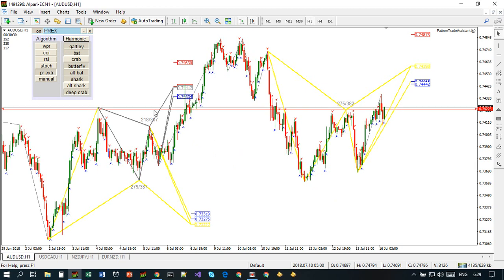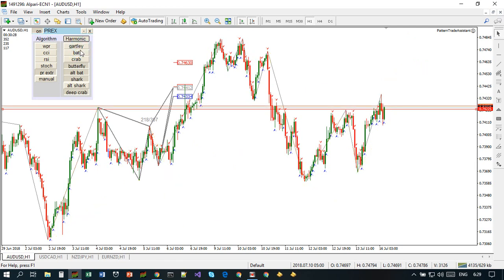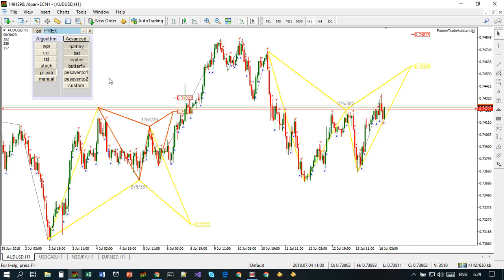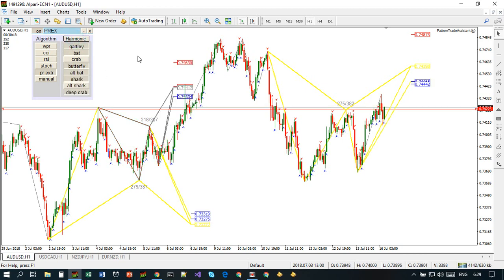You can also switch between the patterns that you wish to be displayed, and you can also switch between the approaches to the patterns. We have the advanced formation approach and we have a harmonic patterns approach. They are different approaches and they have slightly different methods of identification, trade execution and trade management for these patterns.